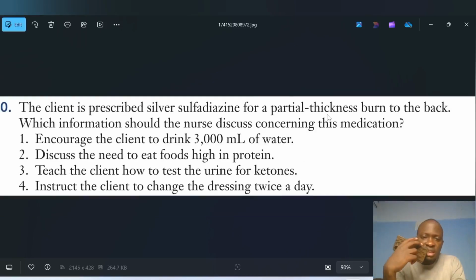Number 10, the client is prescribed silver sulfadiazine for a partial thickness burn to the back. Which information should the nurse discuss concerning this med? Number 1, encourage the client to drink 3 liters of water. Number 2, discourage the need to eat foods high in protein. Number 3, teach the client how to test the urine for ketones. Number 4, instruct the client to change the dressing twice a day. What do you guys think is the answer?